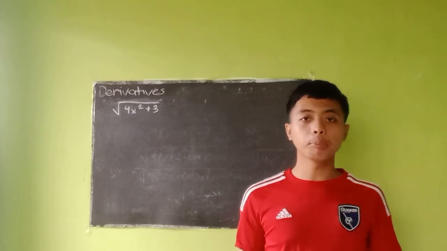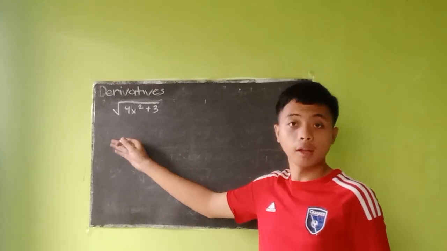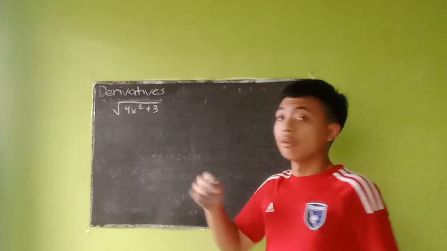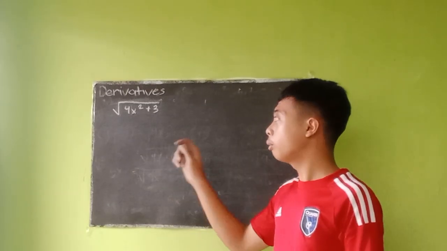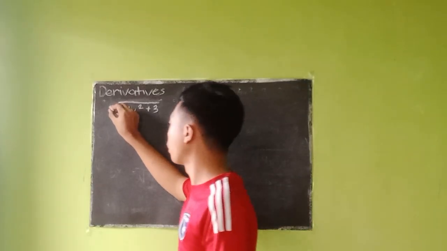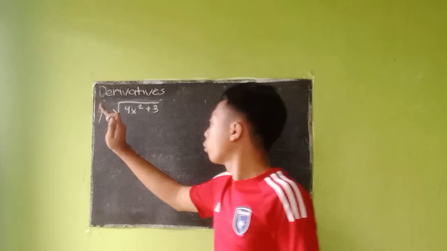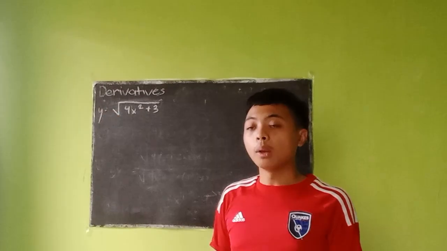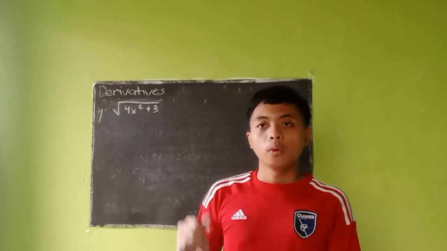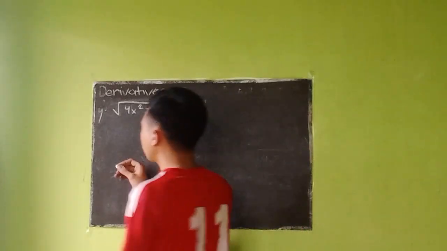Alright, now for our last part, we'll have to solve for the radical. The example here is the square root of 4x squared plus 3. The first thing you have to do is, for our value of y, make sure that both y and x will be substituted into x plus delta x and y plus delta y. So let's do it.